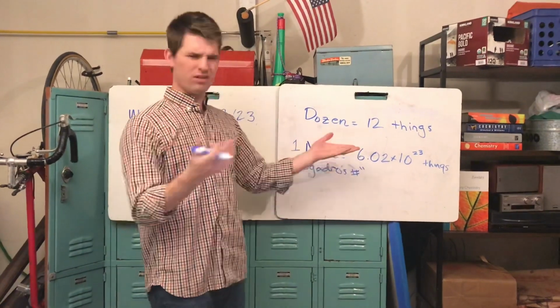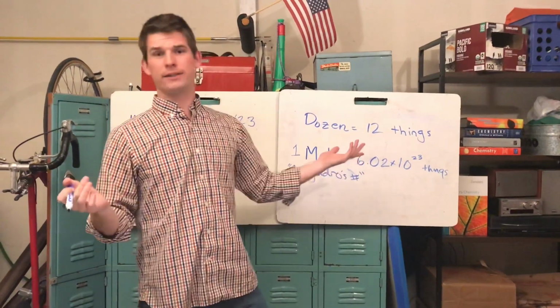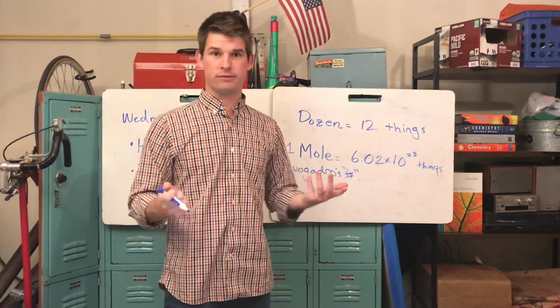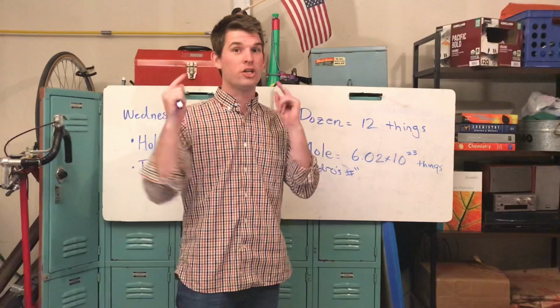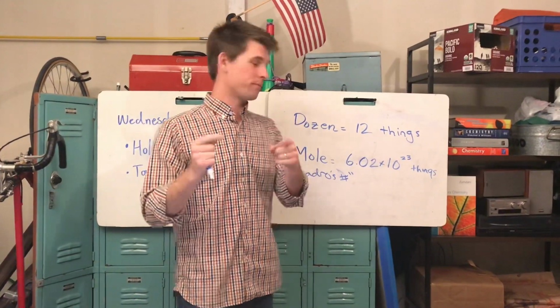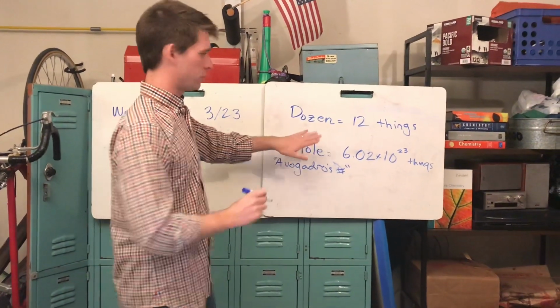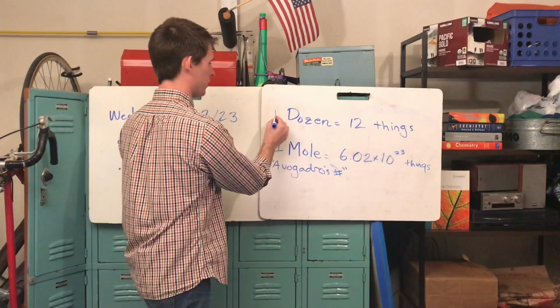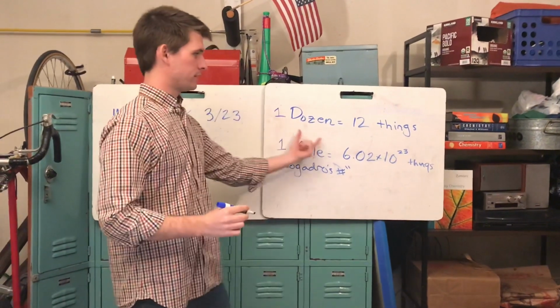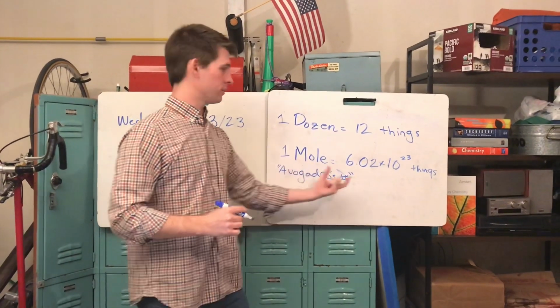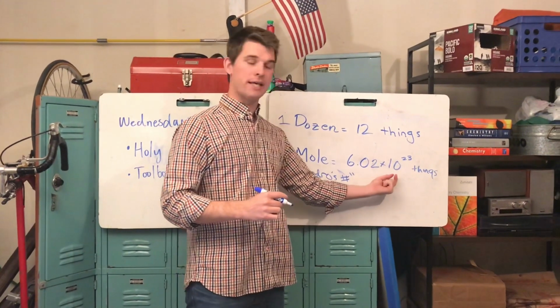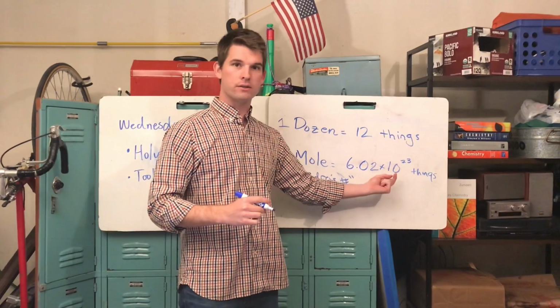We're gonna see why we need to know exactly 6.02 times 10 to the 23 of things. Why does that even matter? But it's super awesome, super important. You're gonna love it because chemistry is awesome. Just to recap so far, 1 dozen things is 12 things. 1 mole of things is 6.02 times 10 to the 23 things.